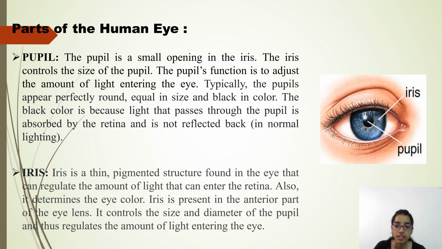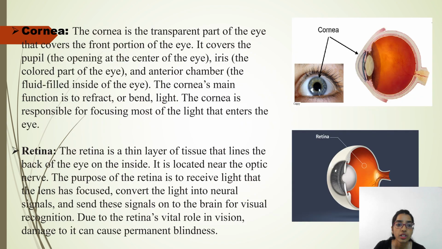Iris. Iris is a thin pigmented structure found in the eye that can regulate the amount of light that can enter the retina. Also, it determines the eye color. Iris is present in the anterior part of the eye lens. It controls the size and diameter of the pupil and thus regulates the amount of light entering the eye.